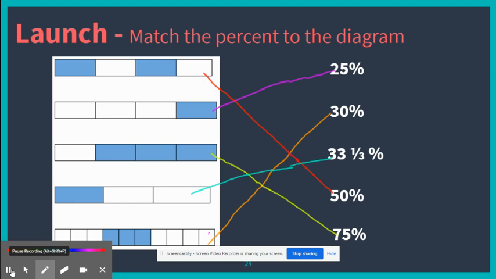I'm going to start with the easiest ones first. 25% I did for you. 30%: 100 divided by 10 is 10, 10, 20, 30. That's 30%. I'm going to skip this one. Go to 50%. 50% belongs up here because 100 divided by 4 is 25. 25 plus 25 is 50%. Or you can think of it as money. 2 quarters equals 50 cents, 50%.